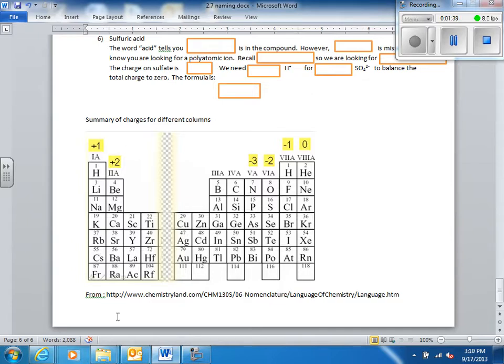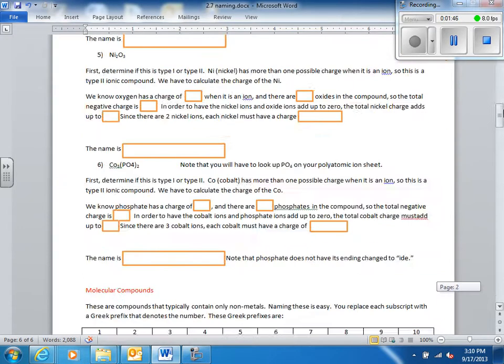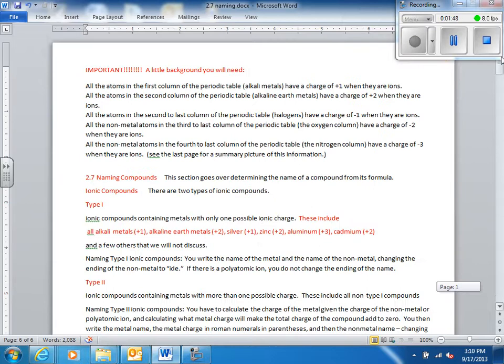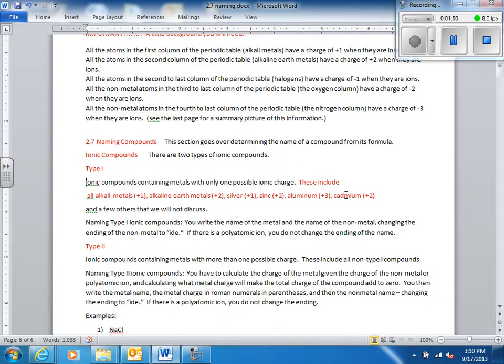There are some other metals that have a known charge. They have only one possible ionic charge, but we will not worry about those in this class. Okay, I've listed cadmium. I never give you problems with cadmium, so you don't have to memorize that cadmium is +2, but you do have to memorize these other ones. Okay, for naming these, straightforward. You write the name of the metal and the name of the nonmetal. You have to change the ending of the name of the nonmetal to IDE.